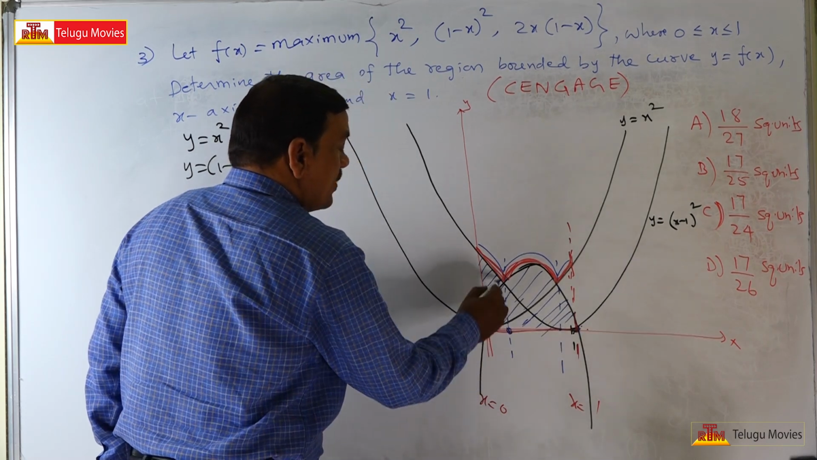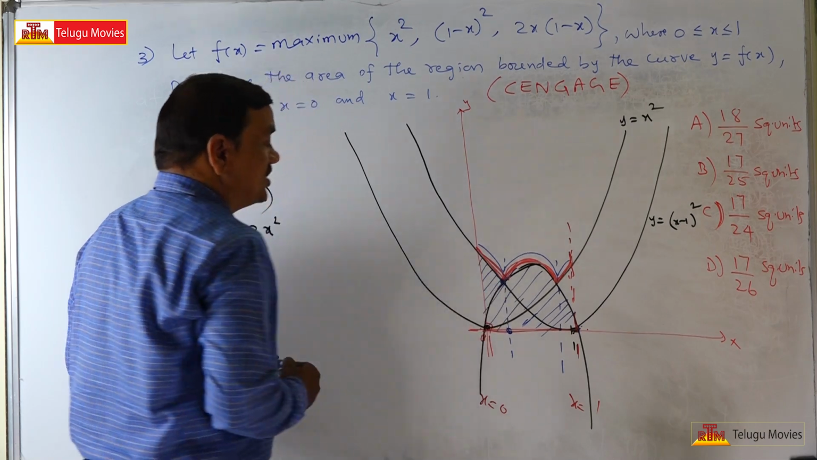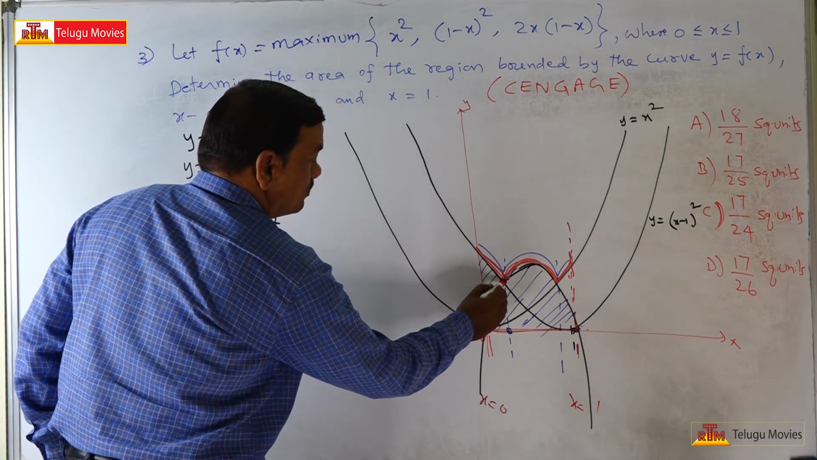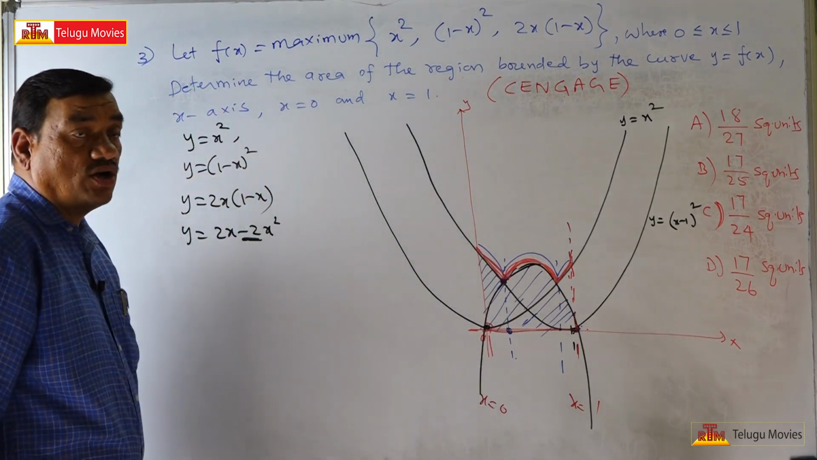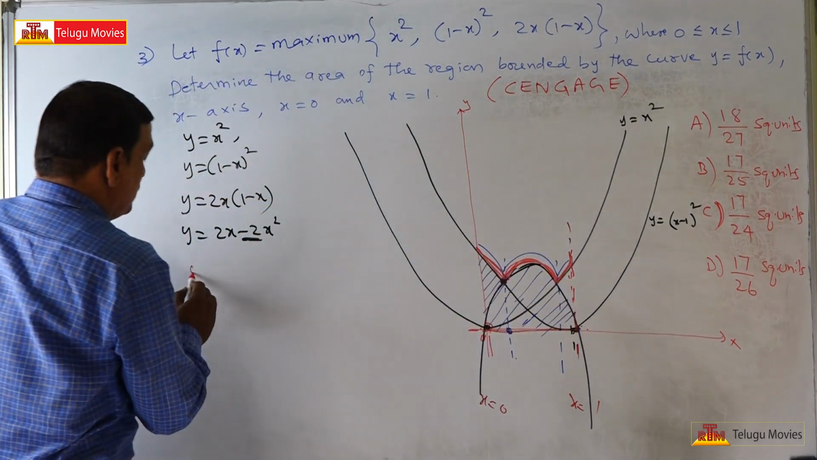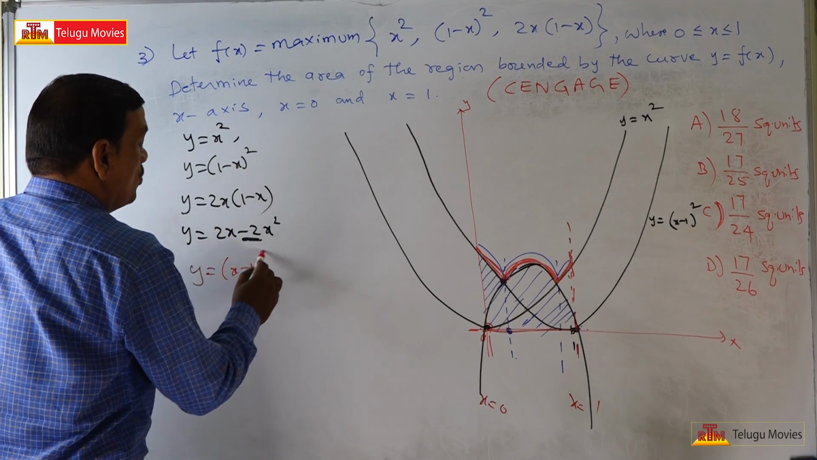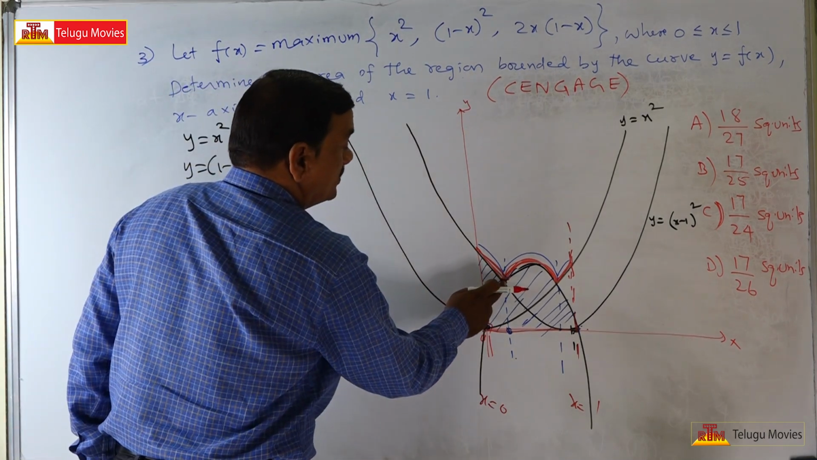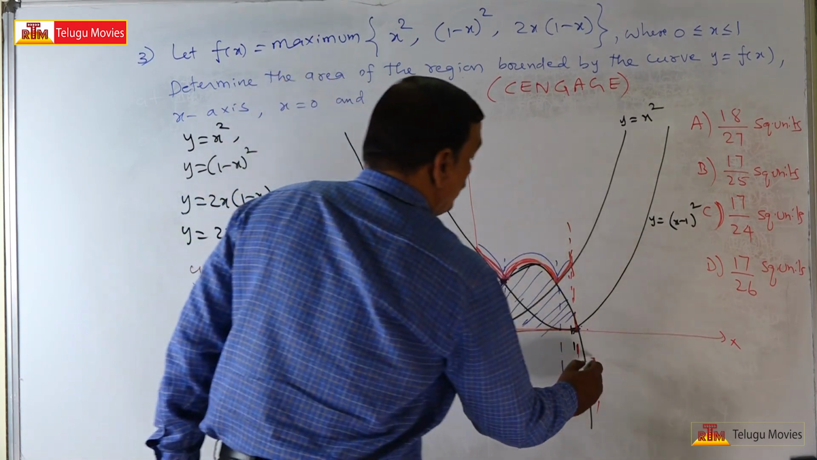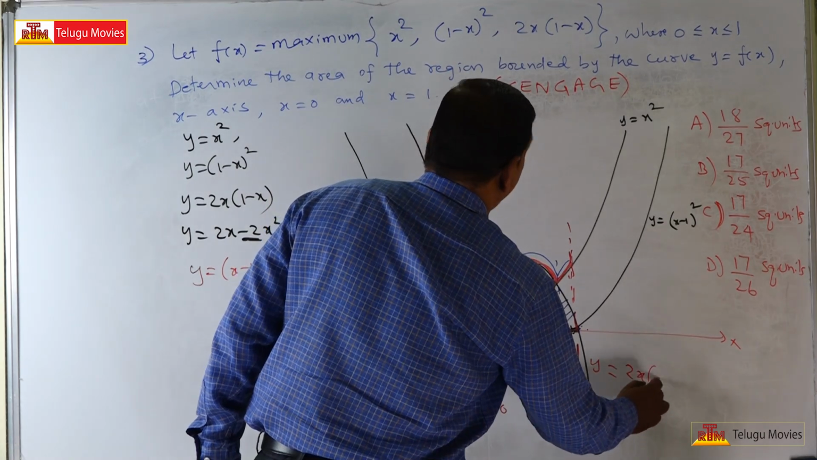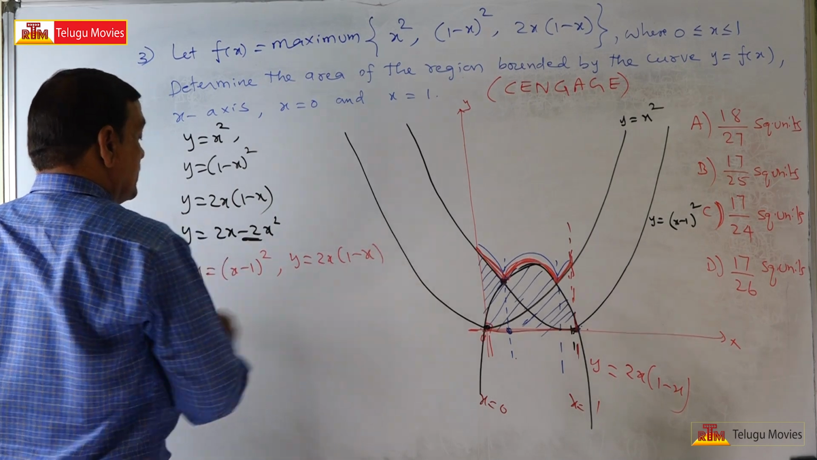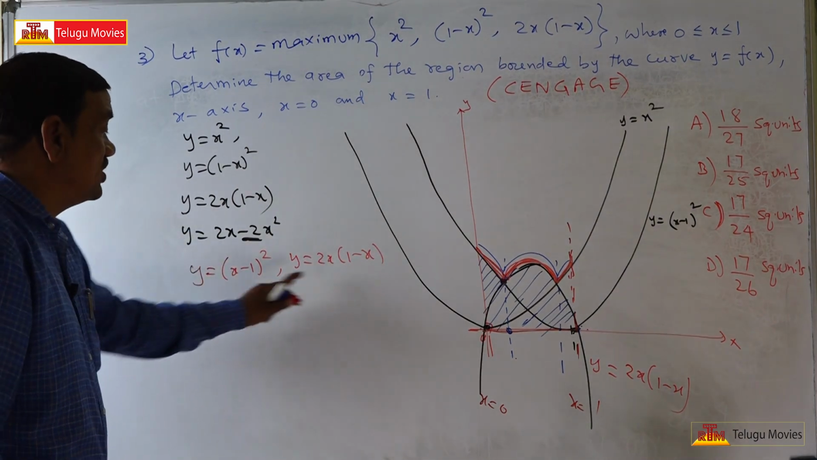To find out this point, we have to find the point of intersection of the two curves. So what is this curve? This is y is equal to (x minus 1) whole square, and this other curve is y is equal to 2x into (1 minus x). Now find out the point of intersection of these two graphs.